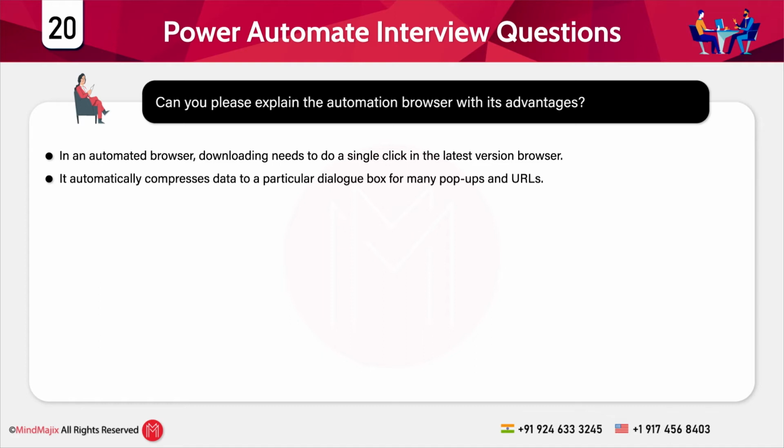In an automated browser, downloading needs only a single click in the latest version browser. Next, it automatically compresses the data to a particular dialog box for many pop-ups and URLs. And last but not the least, Automation Browser has a feature to open a link in a new tab in the same browser window in the exact instances. So these were some of the advantages of automation browsers.